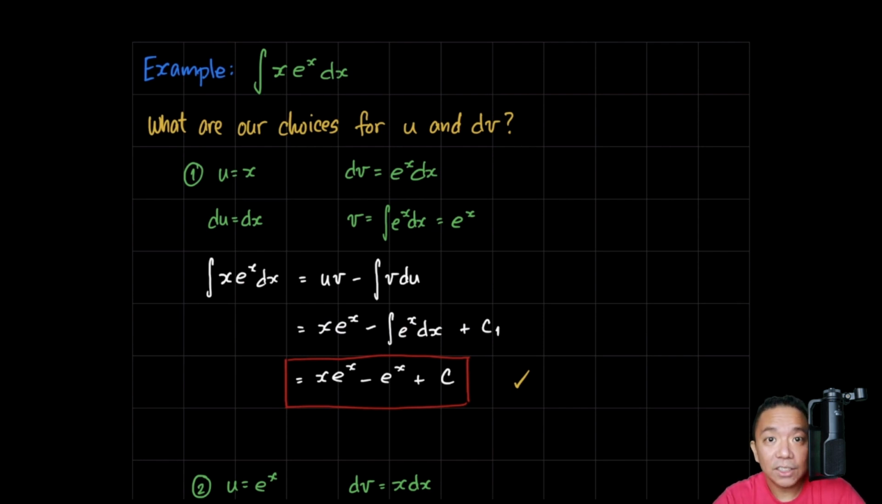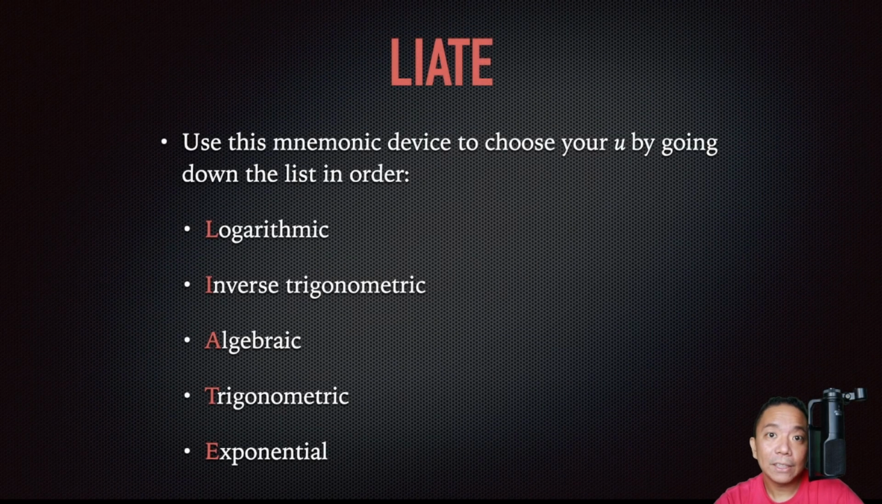So as you can see here, it's really important na makadecide tayo dun sa u na gagamitin natin. Kung ano yung best na possible u that we can use that will give us an answer quickly. Fortunately, meron naman tayong guide kung paano tayo pipili ng ating u sa mga functions na kailangan nating gamitan ng integration by parts. So let me introduce you to this mnemonic, LIATE. It's a mnemonic device to help you choose your u, and then everything else na matira, siya na yung magiging dv natin doon sa integration by parts formula.